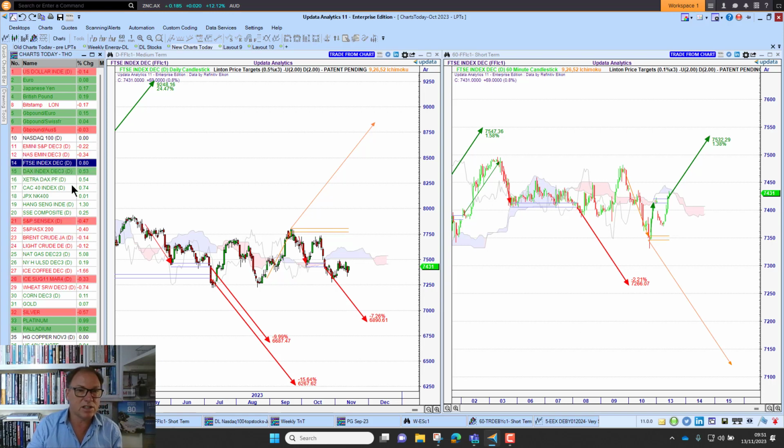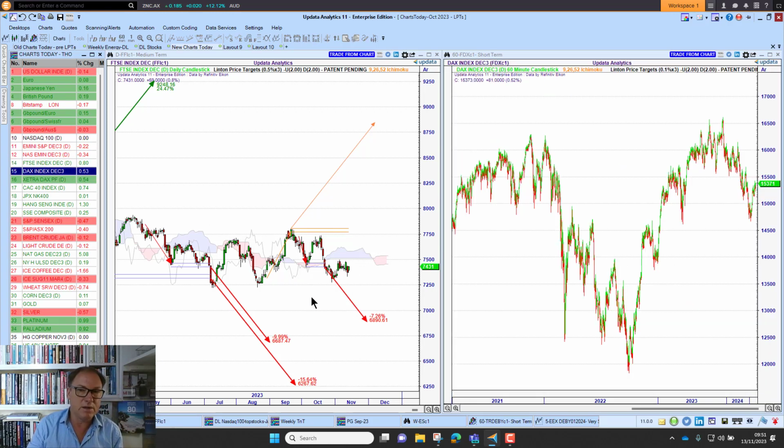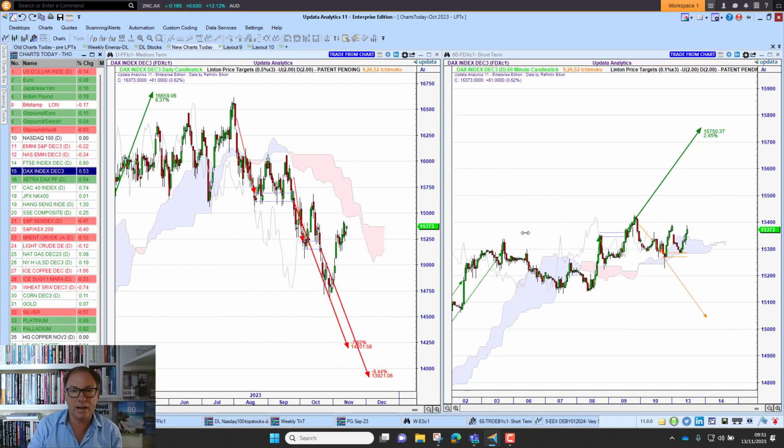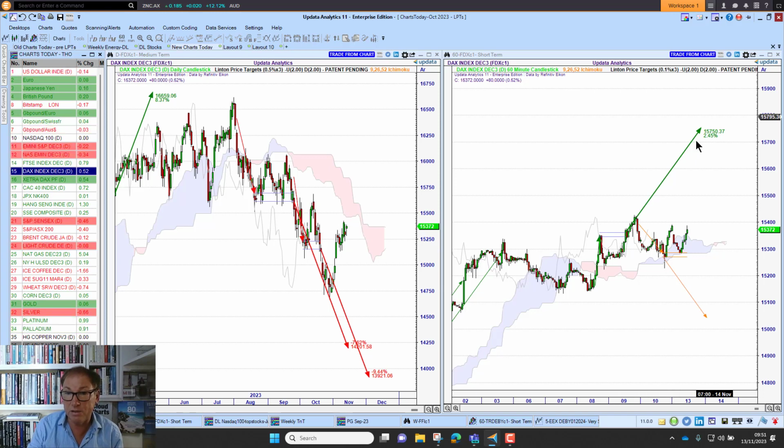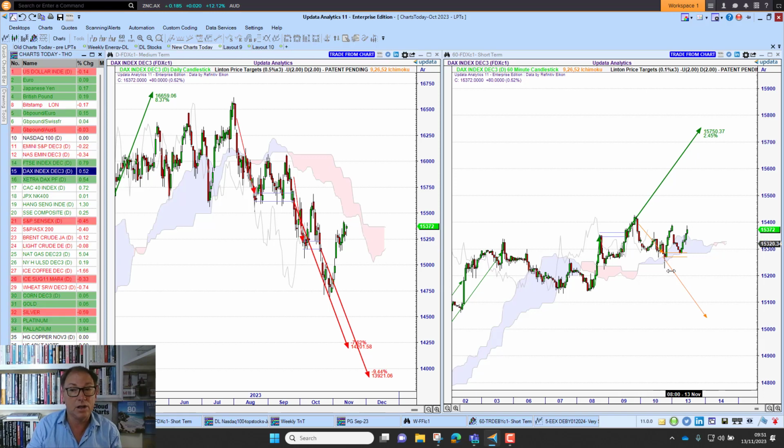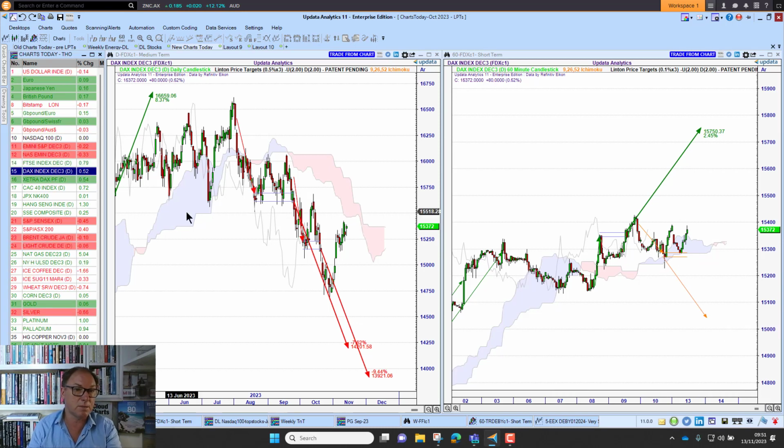If we look at the DAX, the cash market in Germany, we see a similar picture here, where we've got the downside targets dominating. We've had this relief rally like we've seen in the US. We have got an upside target here. We are holding the cloud. Looks a bit better than the FTSE. Just watch for this downside target on the short-term chart to be activated.